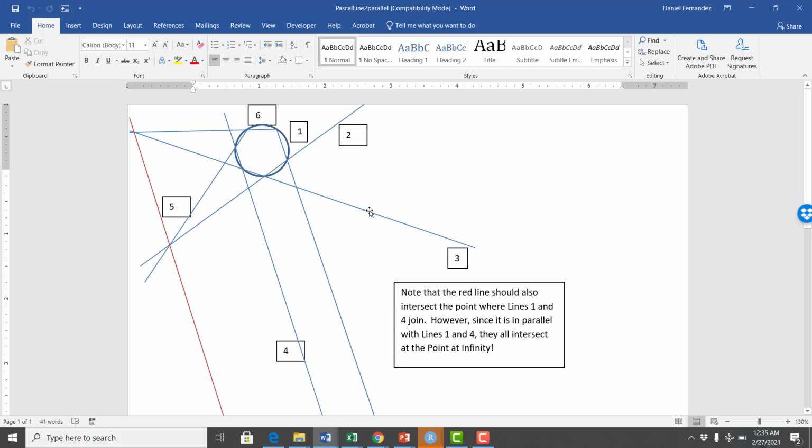And that's consistent here. If you look at lines 3 and 6, they cross at this point. Lines 2 and 5 cross at this point. Connect those 2 points with the red line. That is Pascal's line. And Pascal's line does connect to the point of intersection of lines 1 and 4 at the point at infinity. So Pascal's line is still valid here. It still works because all of these 3 lines will intersect at the point at infinity, just like this one here, that one there, but at infinity. Pascal's line.